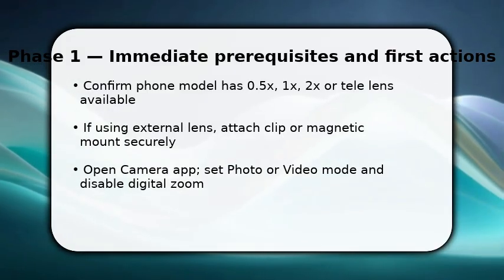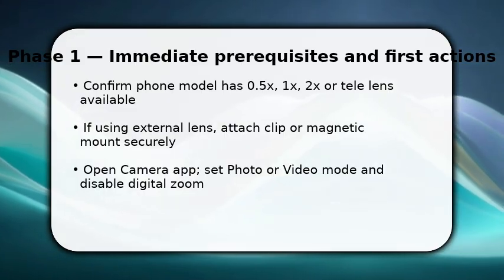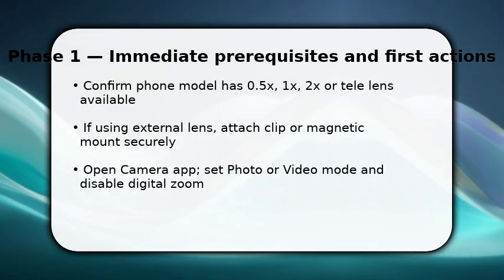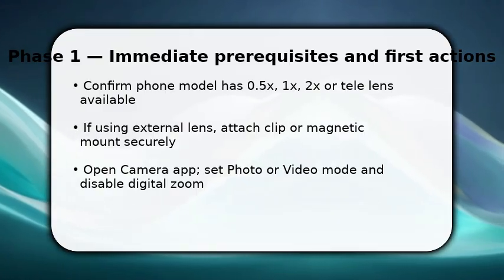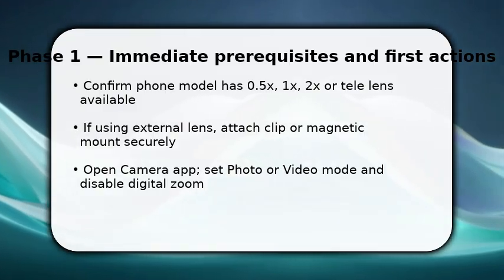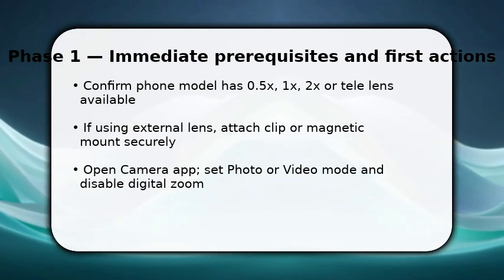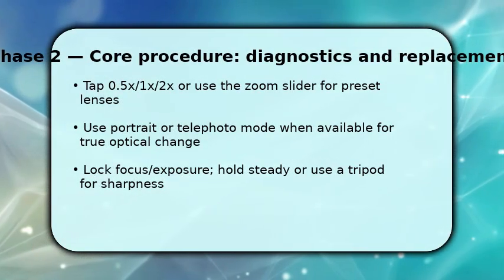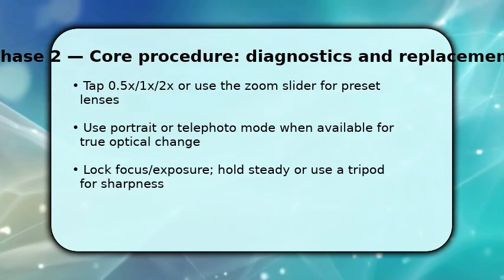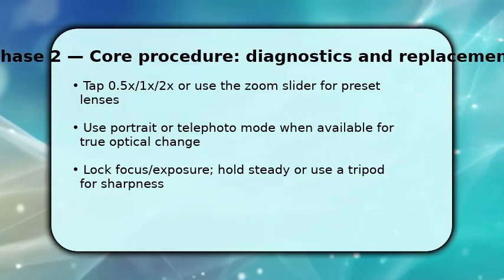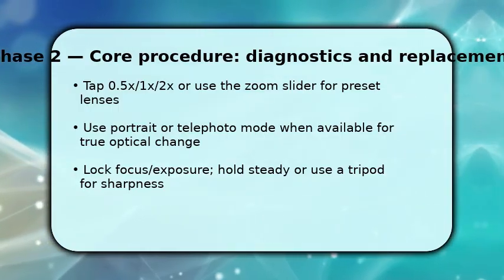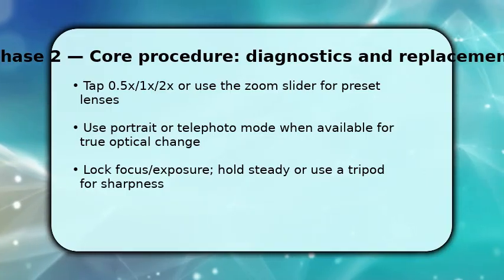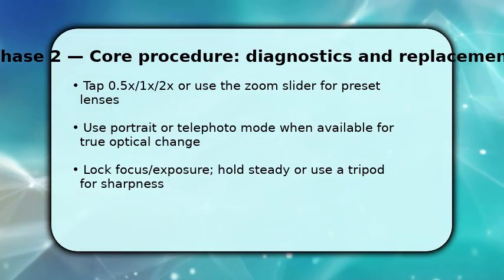Tap the numeric presets like 0.5x, 1x, 2x. You're starting the actual focal length change by choosing a different optical lens, not by pinching the screen. Now switch lenses precisely. Tap the 0.5x, 1x, or 2x button or slide the zoom bar to the preset marks. These map to different focal lengths. If you need more reach, choose telephoto or portrait. Those engage a longer optical lens.